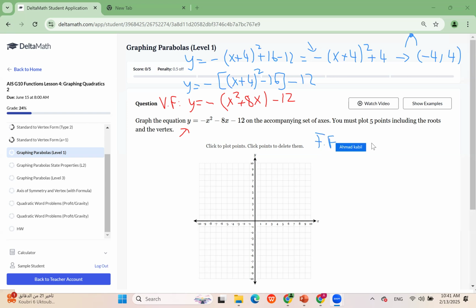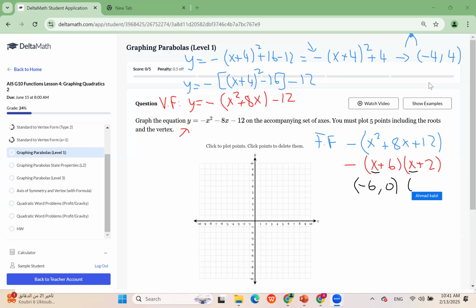So we need to factorize. So in this case, we're going to take a negative outside as a common factor. We're going to write x squared plus 8x plus 12. Now we need to factorize. So we want 2 numbers that multiply to 12 and add up to 8. So this becomes negative (x plus 6) and (x plus 2). From factored form, we can get the 2 x-intercepts. So the values of x that would make these brackets equal to 0. So we have negative 6, comma 0 and negative 2, comma 0.